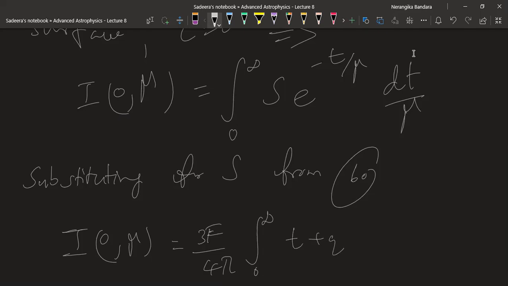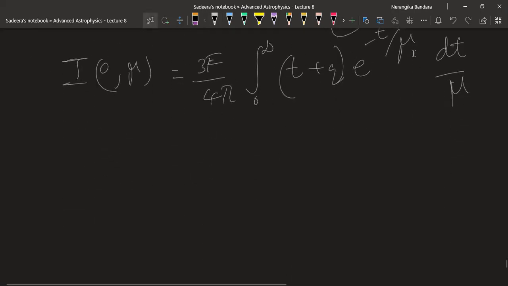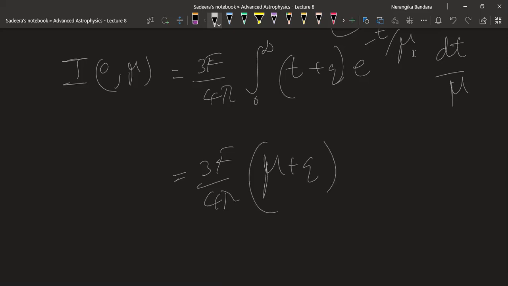p plus q as d mu dt over here. Just keep in mind, simply t is just a changed variable. It's just a variable that we use instead of tau, just for integration purposes, okay? Because we don't want to mix the real tau with the variable tau or the optical depth. Anyways, this would be equal to 3F divided by 4 pi times mu plus q. Let's call this equation number 62.